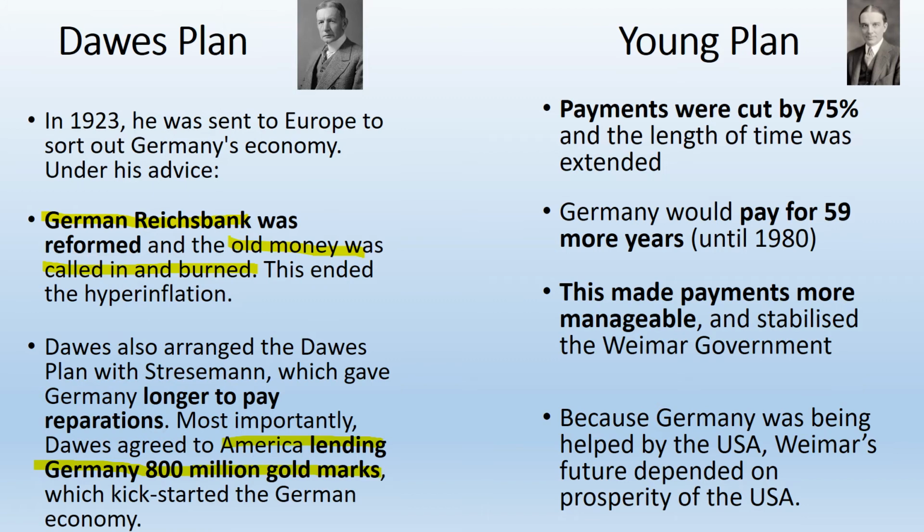Now, the Young Plan: what he's going to do is extend the payments by 59 years and cut the payments by 75%. This doesn't mean that Germany is going to pay back any less. They just have a lot longer time to make those payments back, and that's going to make these payments much more manageable. Now, because Germany is relying on loans from the USA, their prosperity is going to depend on the prosperity of America. So if America does well financially, Germany is going to do well financially. But we need to start thinking about what happens in the USA in 1929 and how this event is going to impact Germany.